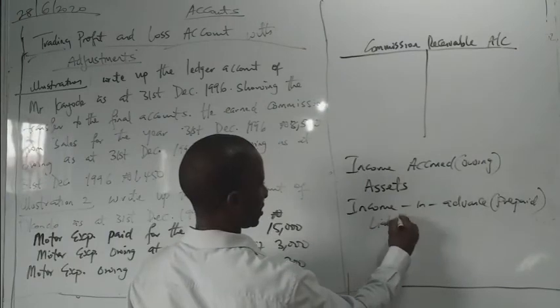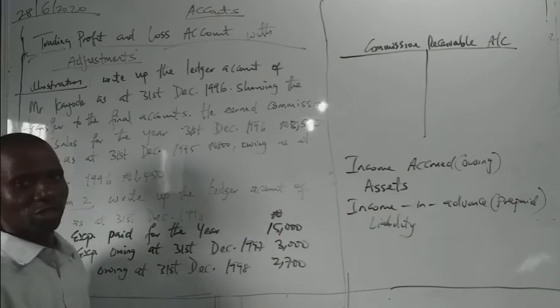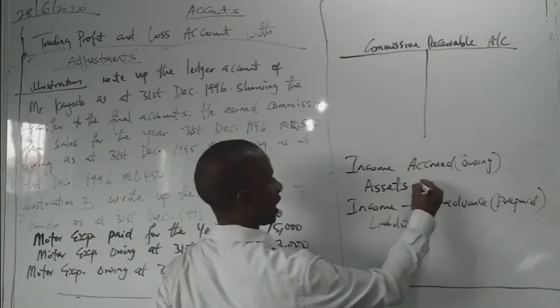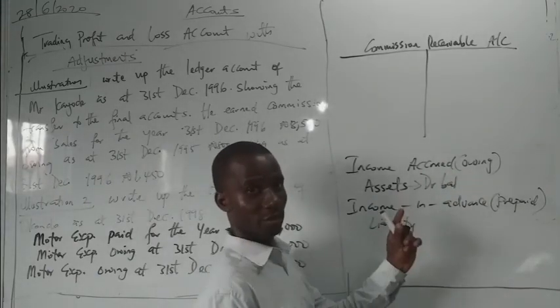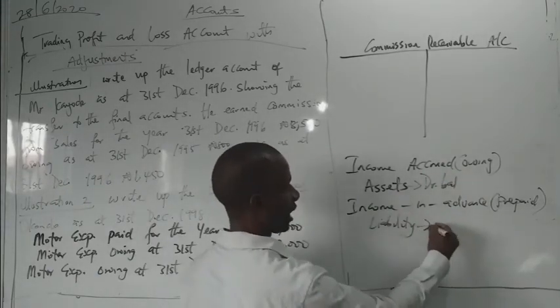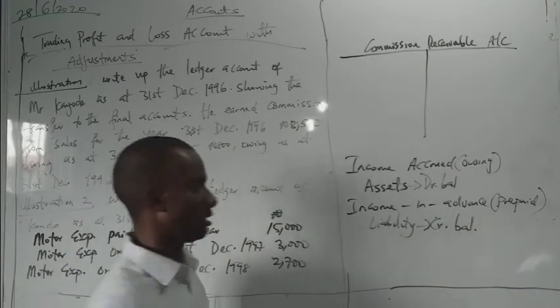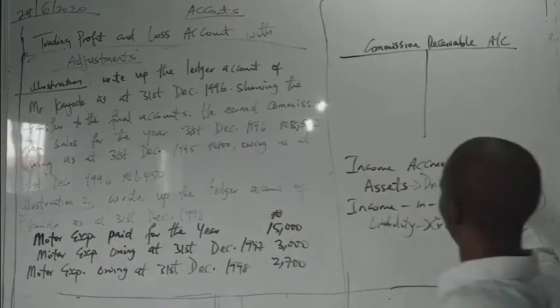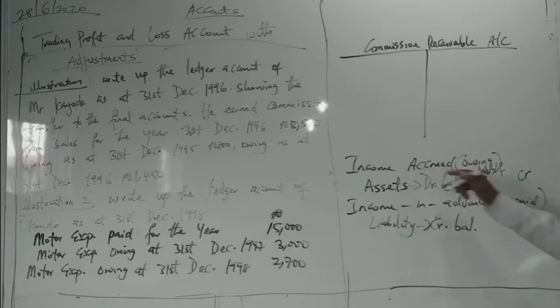But income prepaid, or income in advance as they call it, is a liability. So that's the first thing you should take note of. And remember, when we were doing trial balance, we said all assets have a debit balance, while all liabilities have a credit balance. That means the opening balance of an asset, the balance brought forward, will be on the debit side, while the closing balance will be on the credit side.